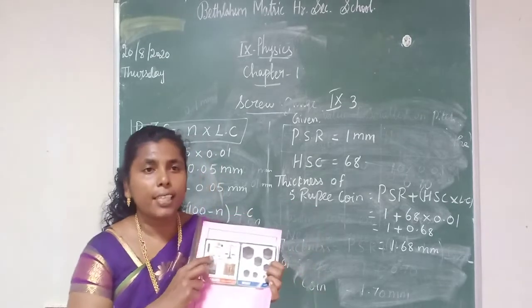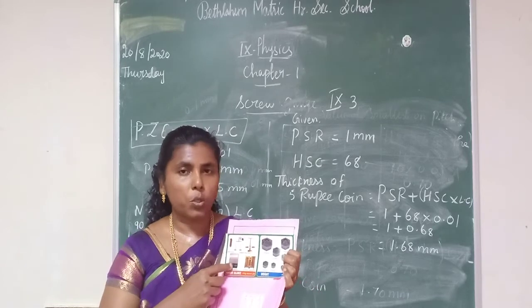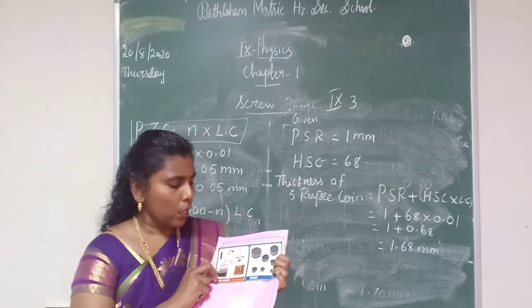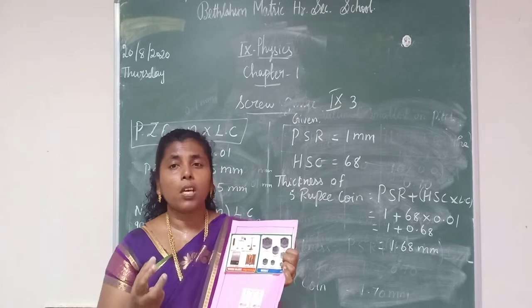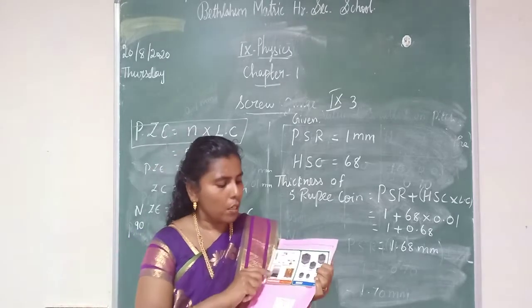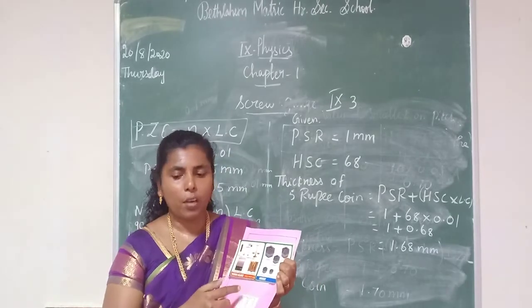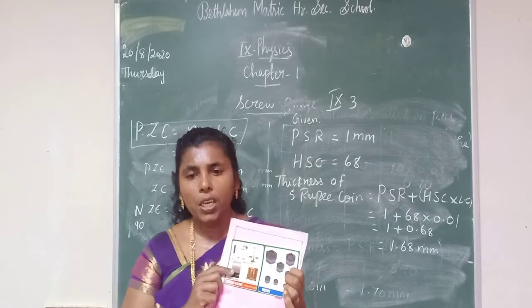The next is the digital balance. The digital balance is used in jewelry shops to measure the gold. By using this digital balance we measure the mass of the gold. So different instruments are used to measure mass.